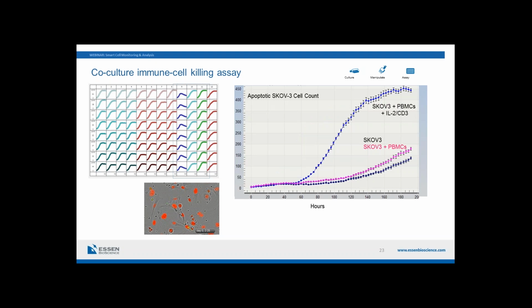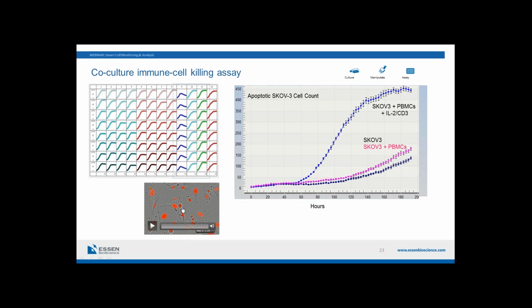If we look at the green channel to monitor the appearance of apoptotic SKOV3 cells, in the controls, the pink and the dark blue, we saw little or no apoptosis up to about 100 hours. After that, as the cultures begin to get overconfluent, you start to see some dying cells, but little by way of comparison with what you see with the activated PBMCs. In the IL-2 CD3 group in the dark blue, around 60 hours, we start to see the appearance of apoptotic tumor cells. We can really verify that that's happening by inspecting the movie.